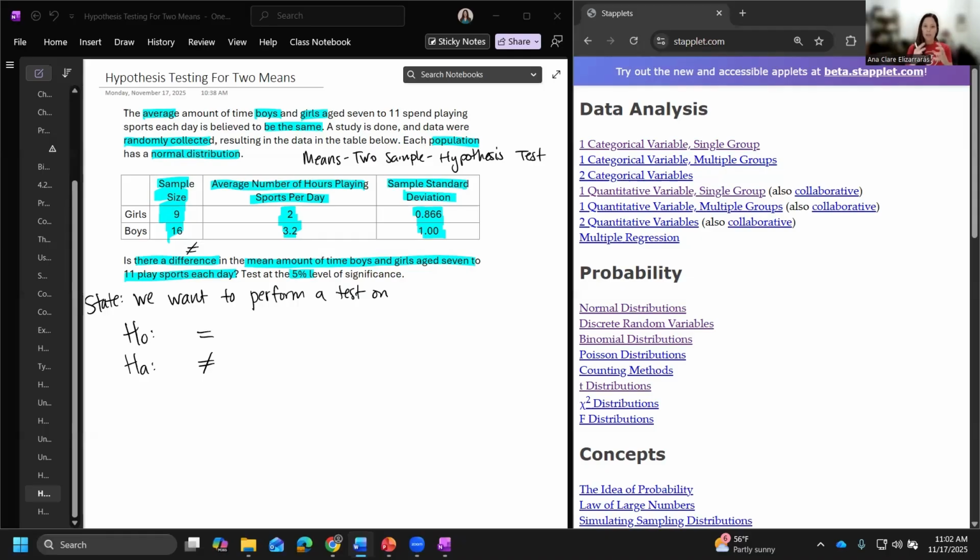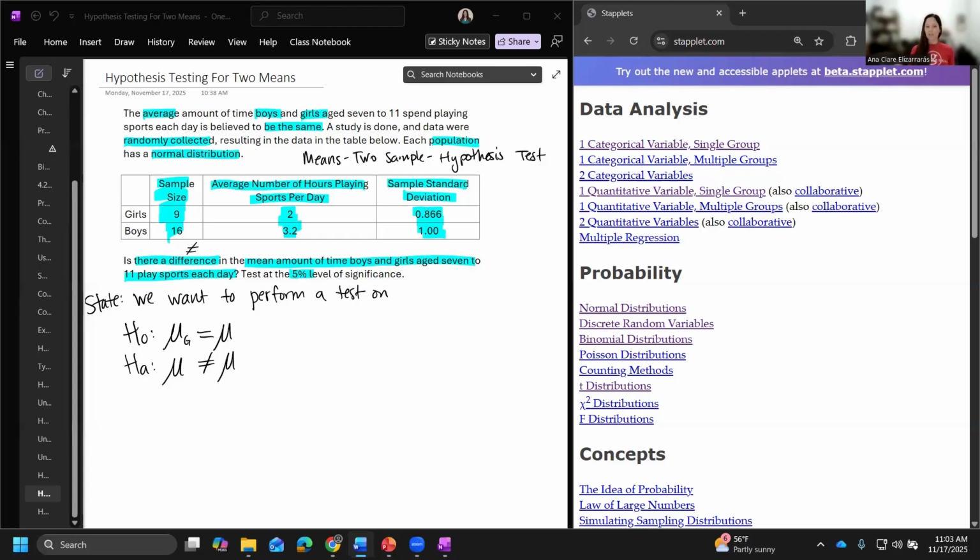We have means, that means our parameter is mu. And because we have two, we need to denote mu1 versus mu2 here. You could also do mu b, mu g, those types of things. I think that doing mu g and mu b is actually a little bit more straightforward because you get to see if your girl or boy is first. So let's actually do that. Let's go to, let's say, g and b here.